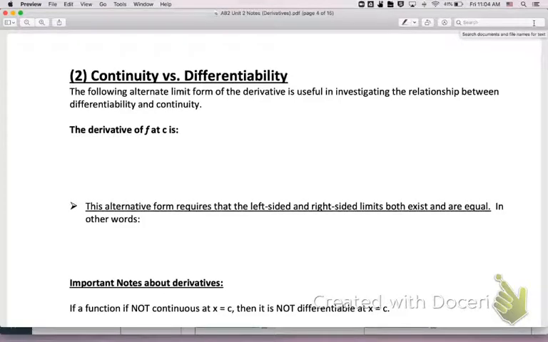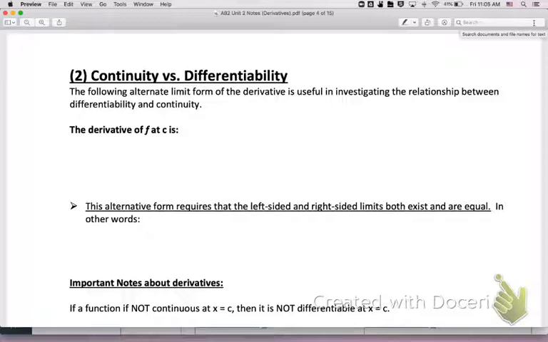Today we're going to look at the relationship between continuity of a function and the differentiability of that function. So there is an alternate form of the limit definition of a derivative, which we've actually seen on our homework already. But this alternate form can be very useful in investigating the relationship between differentiability and continuity. It's a little bit less cumbersome way of looking at it.